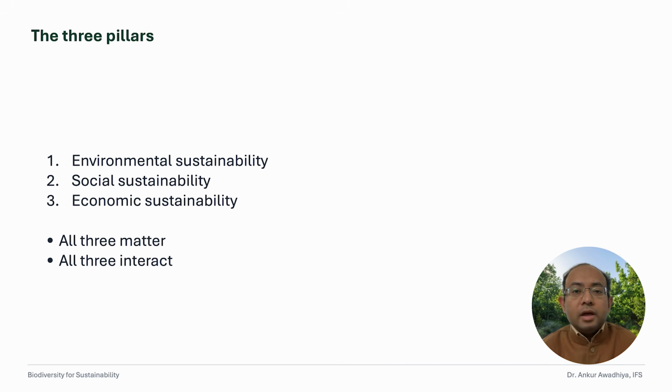The three pillars are environmental sustainability, social sustainability, and economic sustainability. All three matter and all three interact. This means that a project cannot be called sustainable simply because it earns money, or because it protects nature in one narrow way, or because it appears socially useful in the short term. We need to ask how it performs across all the three pillars together.